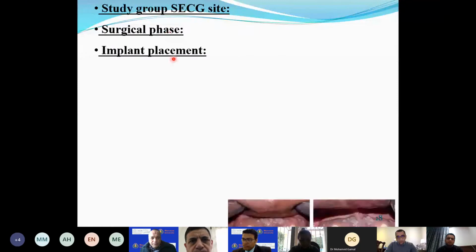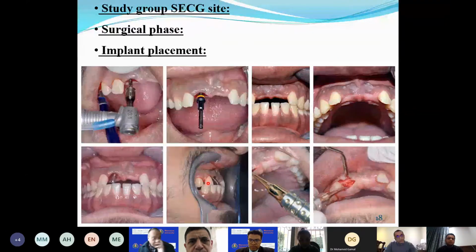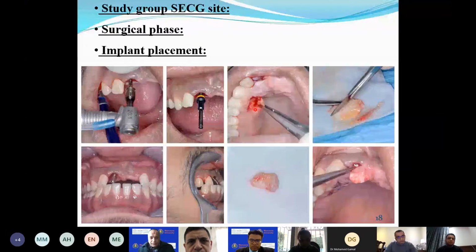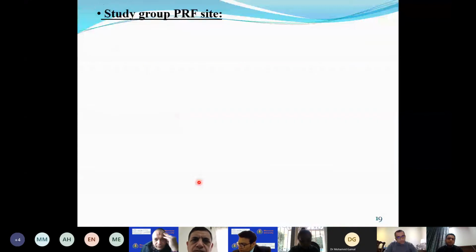Firstly, the surgical phase, implant placement. Here we can see two missing upper central incisors. This is after flap reflection. And this is the drilling, parallelism checking using a parallel pin, harvesting of the subepithelial connective tissue graft, application of the subepithelial connective tissue graft in front of the dental implant placed, and after suturing.